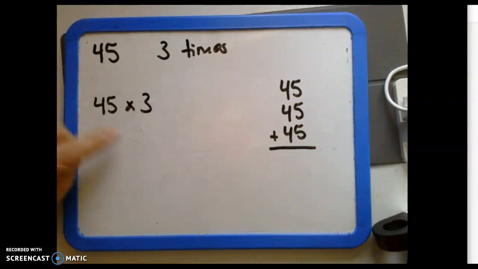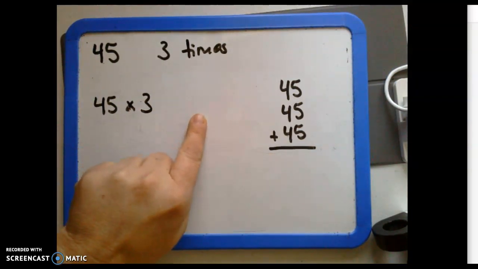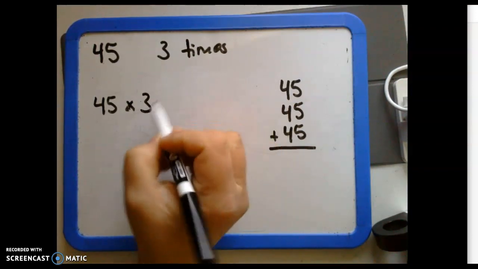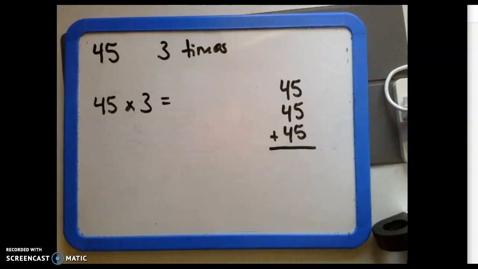Now we know that we are multiplying 45 by 3 to get a larger answer because it tells us that Saturday he played more time than he did on Monday. Okay, so we know that we have to have an answer that is bigger than 45.